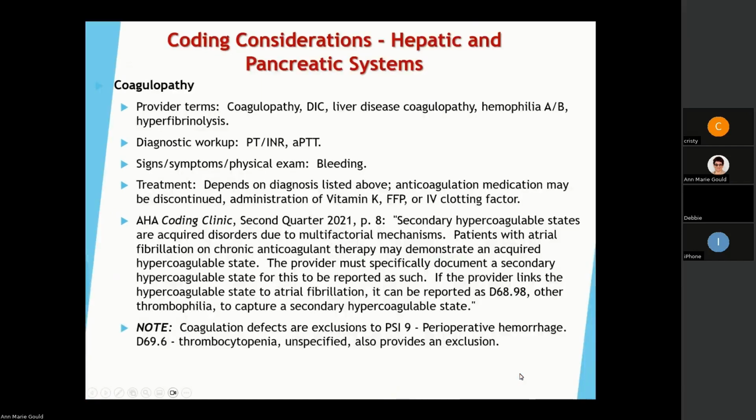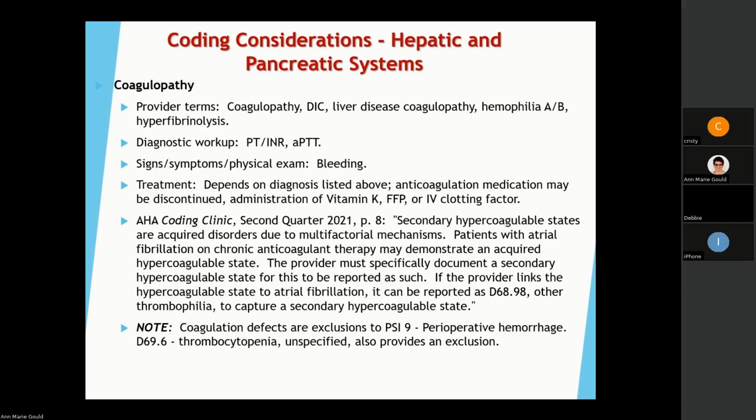Okay. Coagulopathy. This is another one. Provider terms you may see: coagulopathy, DIC, liver disease coagulopathy, even hemophilia A and B, and hyperfibrinolysis. Diagnostic workup, of course, your coag panel, right? Your PT/INR and your APTT. Signs and symptoms, usually bleeding. There's some type of bleeding going on for these patients. Treatment depends on the diagnosis.